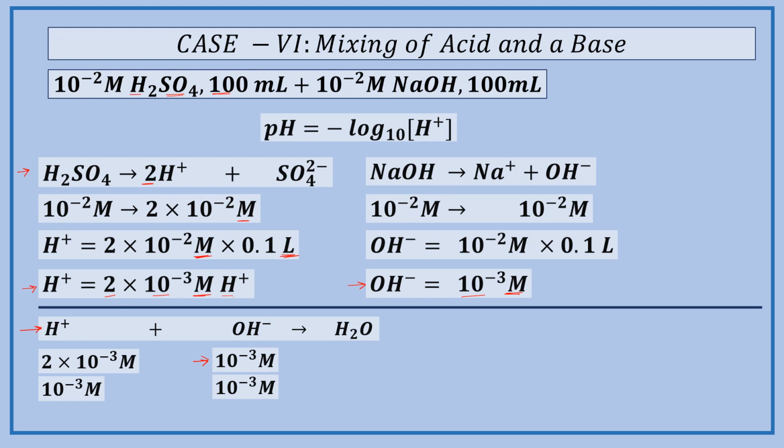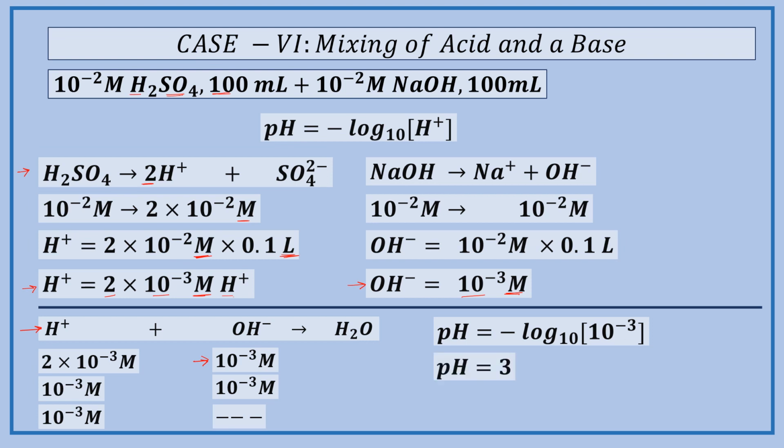and therefore the remaining H plus ion concentration in the solution will be 10 to the power minus 3 molar, whereas there is no OH minus ion left in the solution. All the available OH minus ions have been neutralized, while the H plus ion is present in excess in this solution. So we have our H plus ion concentration, which is equal to 10 to the power minus 3. We will put this concentration into the formula of pH, and we can calculate the pH of this solution to be equal to 3.